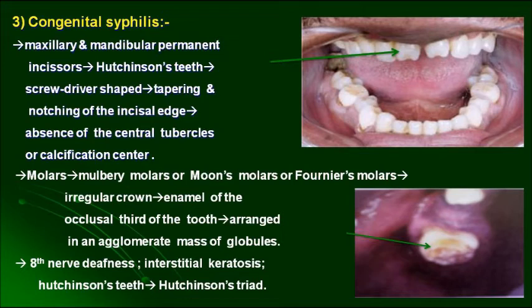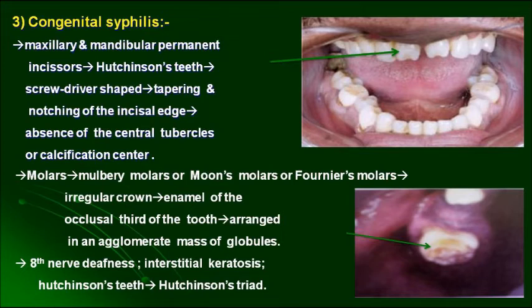But when you look into the molar part, when you come into the posterior tooth, the molar, congenital syphilis affects it as Moon's molar, otherwise known as Fournier's molars or Mulberry molars. So the molars will be very irregular, the crown will be present, and mainly the enamel of the occlusal third of the tooth is very irregular.